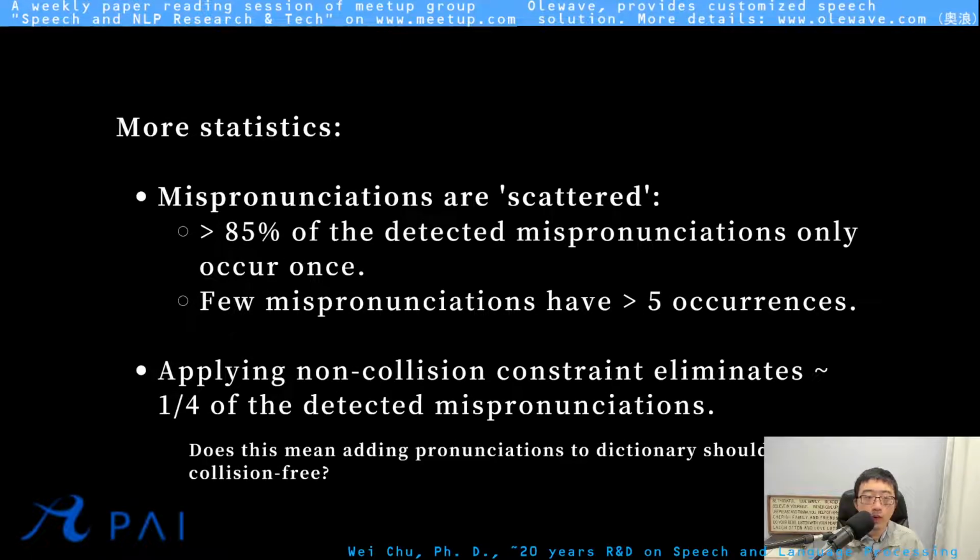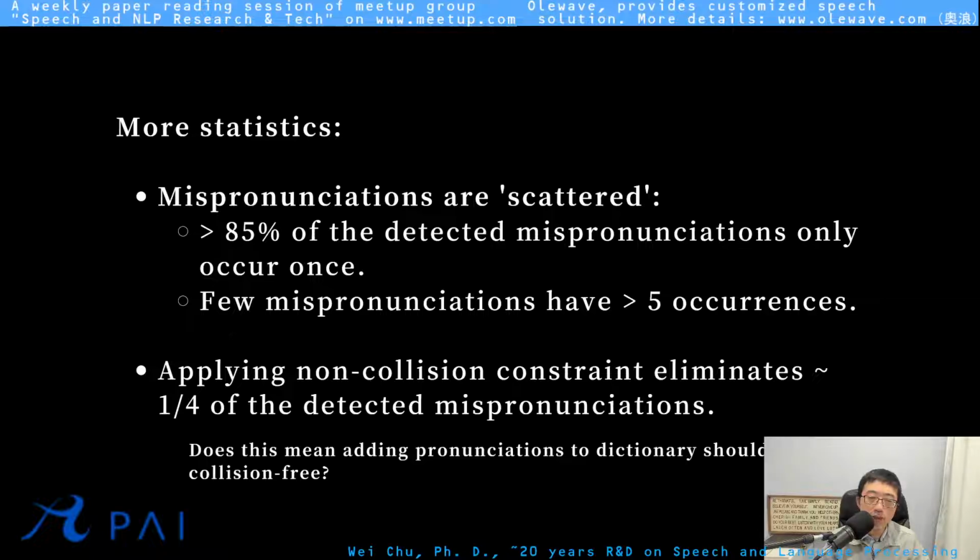More than 85% of the detected mispronunciations only occurred once. This is correct. Different people mispronounce the words differently. And not many mispronunciations have more than 5 occurrences. So this probably gives you the idea of why adding more pronunciations into the dictionary is not a good idea, because the pronunciation of the words varies from person to person. You add this pronunciation based on one type of person, but it may fail for another person, right?